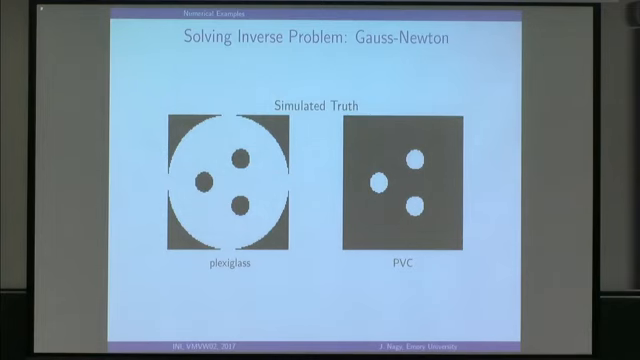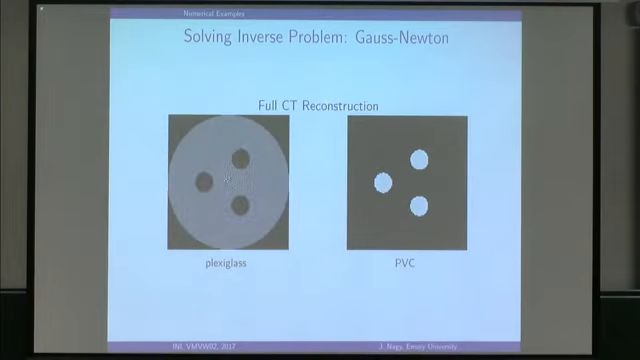All right, so let me show you some pictures. Here's our simulated object, if you like. It's plexiglass with PVC in it. The white is all plexiglass, and no PVC, and this stuff here is PVC. And so we do the full CT reconstruction here using Gauss-Newton, and we get something that looks like this. Now, it's not perfect, of course.